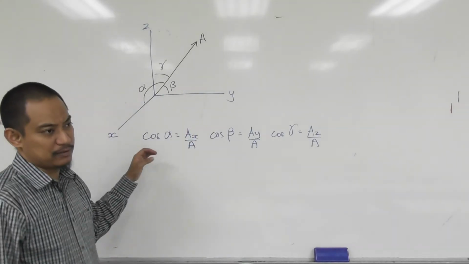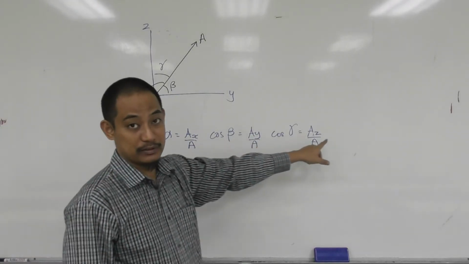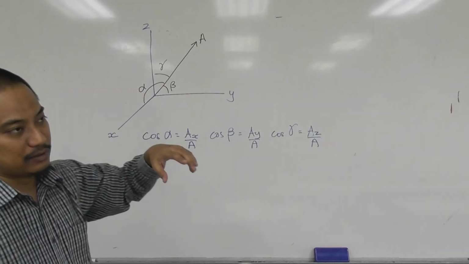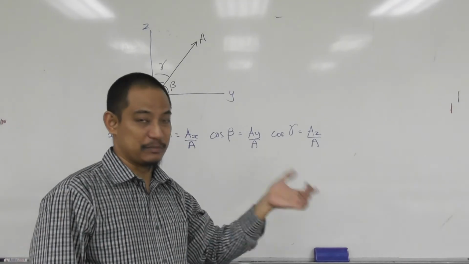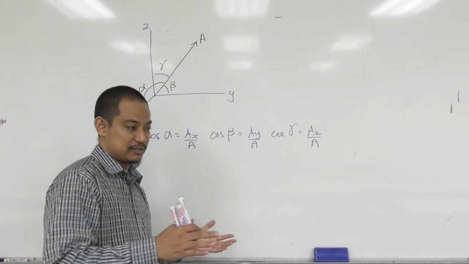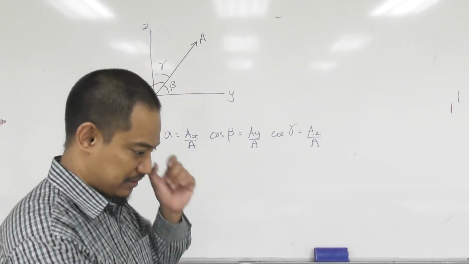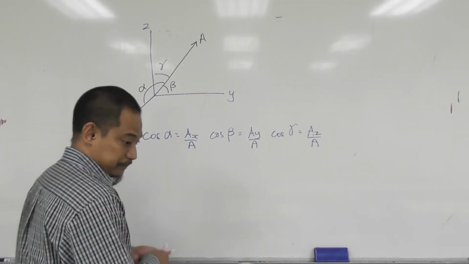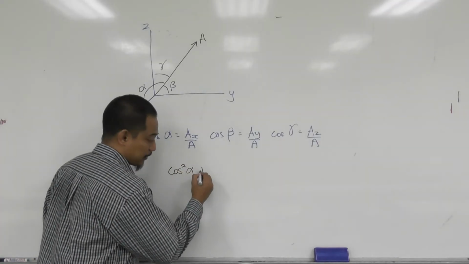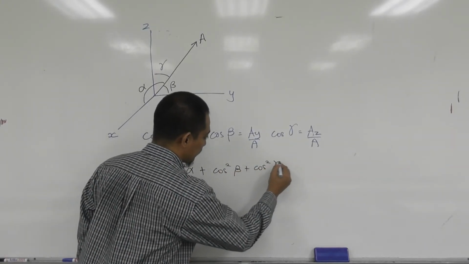So it defines the relationship between A and the x component, y component, z component, right? And in here you don't have the diagram or the component, but you can determine the component by knowing alpha, beta, and gamma. So it is interrelated, of course, because it is describing the direction, right? And then there's this: cos square alpha plus cos square beta plus cos square gamma equals 1.